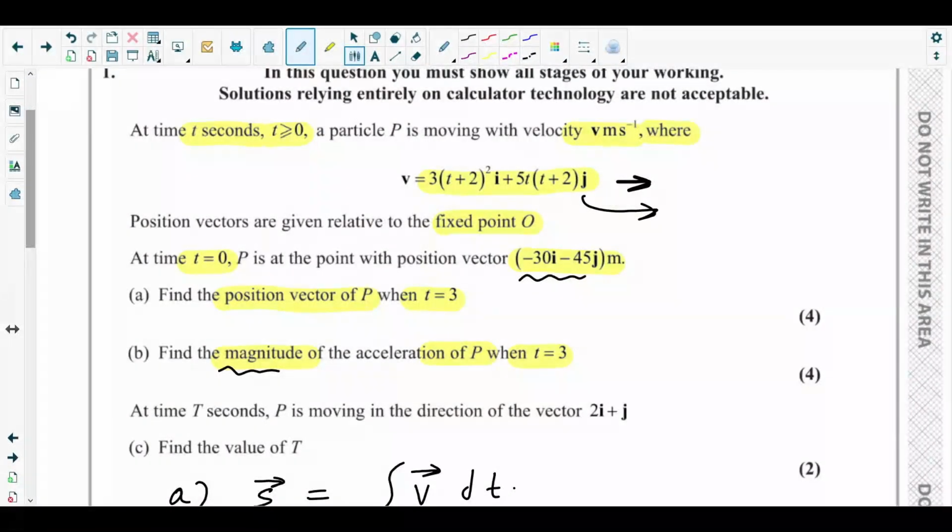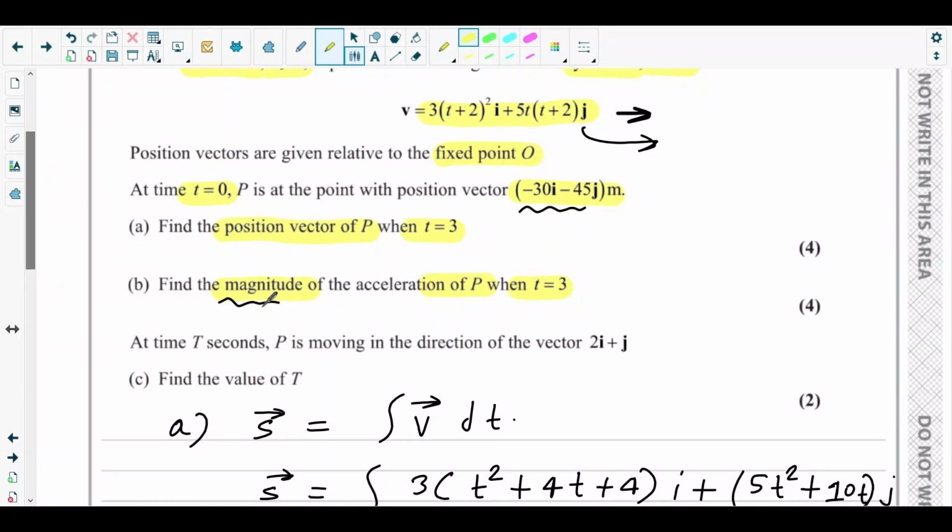Fine. Okay, next is part C. In part C, the question says at time capital T seconds, P is moving in the direction of the vector 2i plus j. So part C is asking us to find the value of this capital T, the time when the particle P is moving in the direction of the vector 2i plus j.